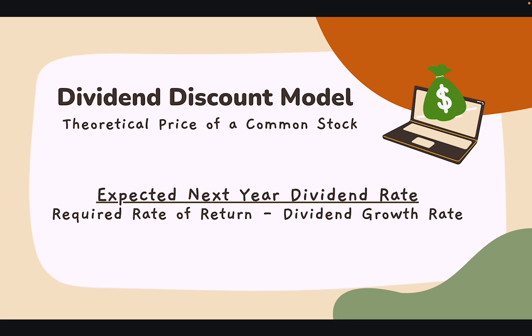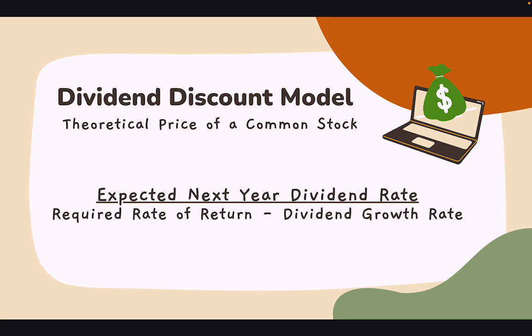You will be given questions that are a paragraph long with lots of information, and your job, knowing the dividend discount model formula, is to pull out the important information. This involves taking the expected next year dividend rate, what they expect to be paid as the dividend, and dividing that by the required rate of return minus the dividend growth rate. And that's going to give you the dividend discount model. Expected next year dividend rate divided by the required rate of return minus the dividend growth rate.